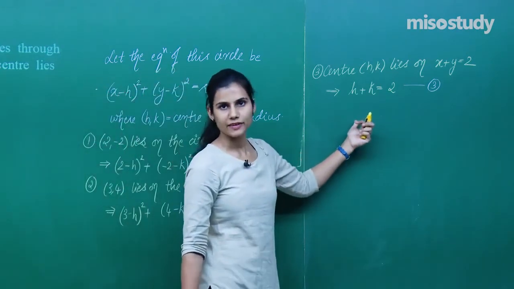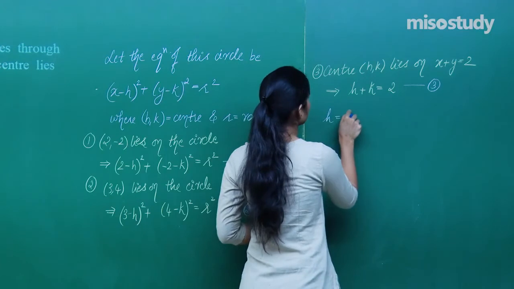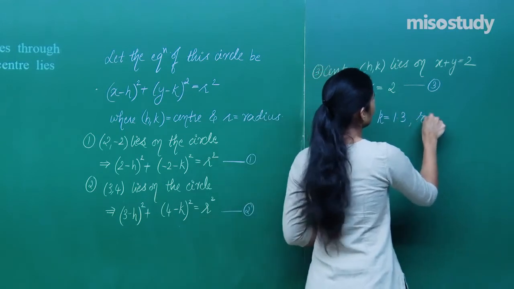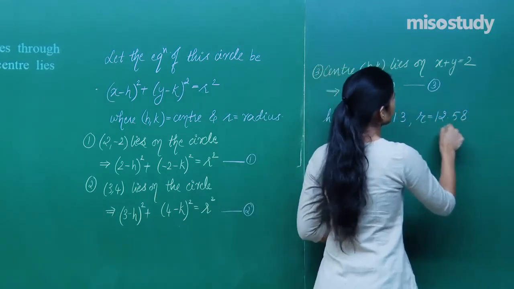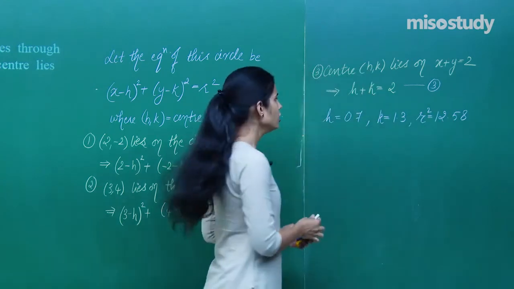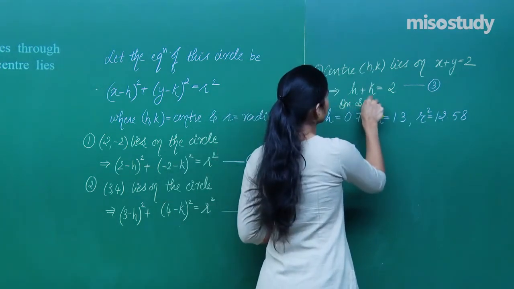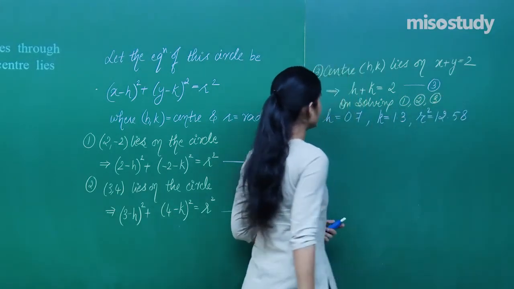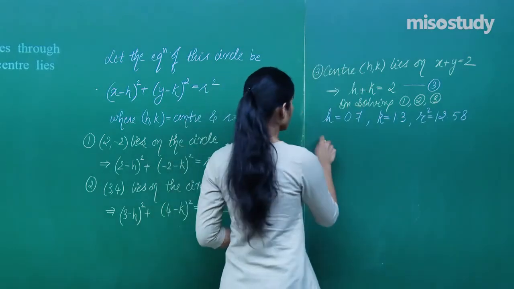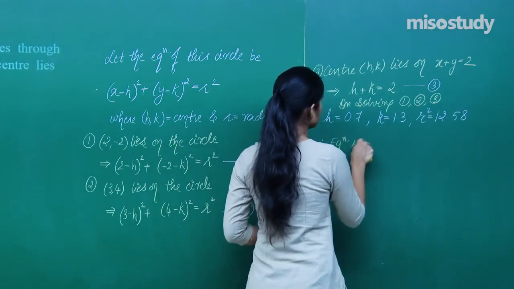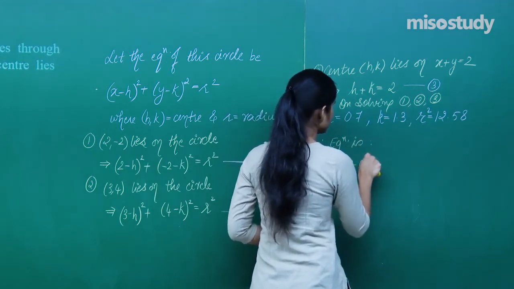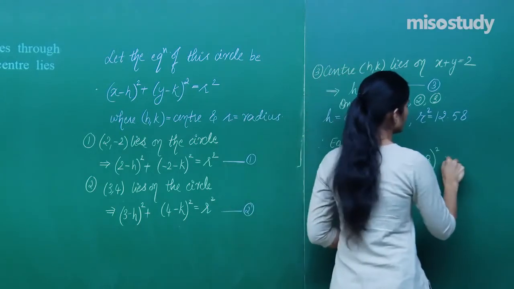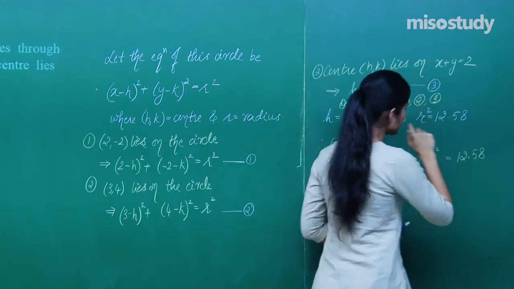Also from here you can then compute the value of h, and that comes out to be 0.7, k comes out to be 1.3, r square comes out to be 12.58 actually. So on solving 1, 2 and 3, we get h is 0.7, k is 1.3, r square is 12.58. Therefore, equation of this circle is (x minus h) whole square plus (y minus k) whole square equals r square.